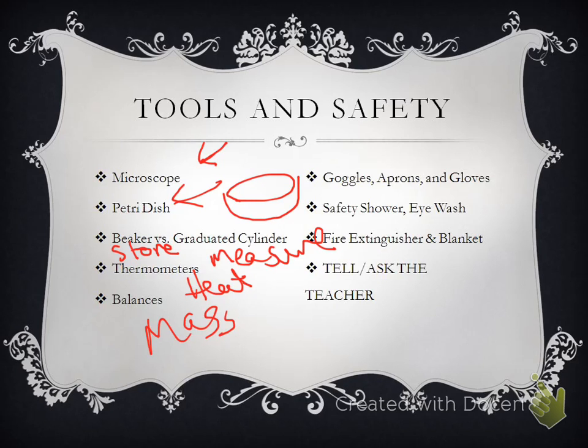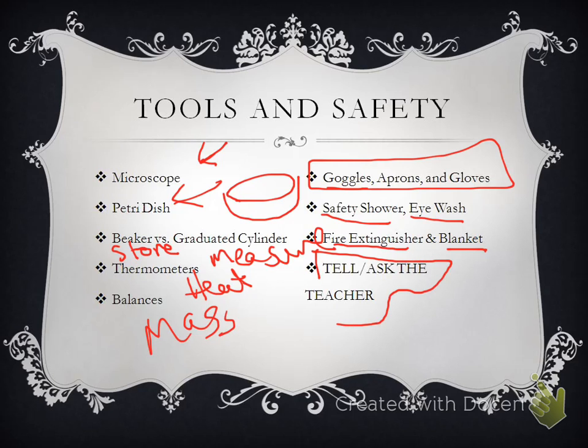And then the safety equipment: these are there anytime we ever use glassware, anything that's liquid or heating. The safety shower and the eyewash container, make sure you know how to use those, as well as the fire extinguisher and the fire blanket. And finally, if there's ever a question and one of the answers says tell or ask the teacher, that's the answer. I'll tell you right now, if you see that as a question, that's the answer. Tell or ask the teacher is always the answer.